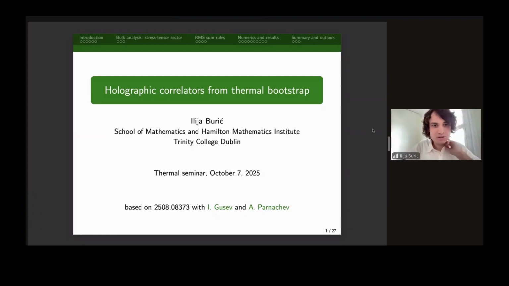And I will be talking today about this work with two great collaborators that are here in Dublin, Ivan Gusev and Andrei Parnachev, and the topic is finite temperature two-point functions in holographic CFTs.